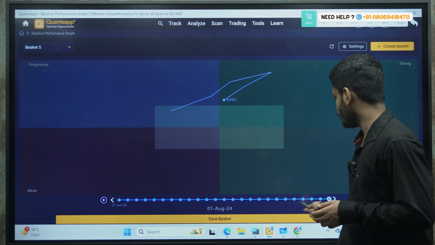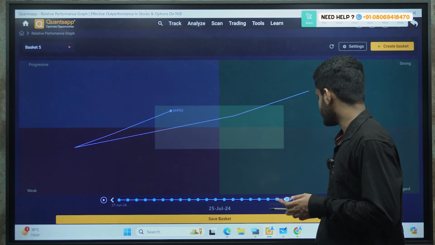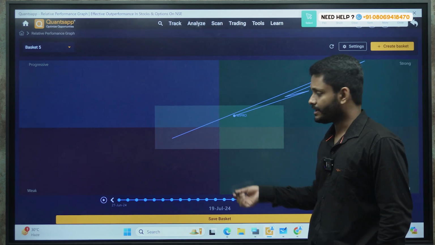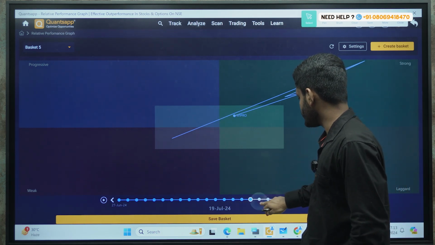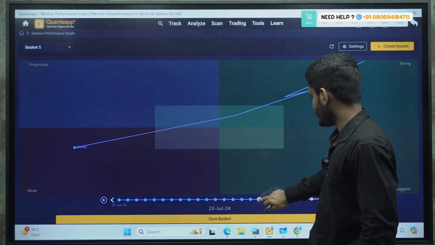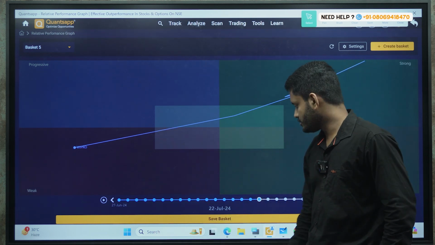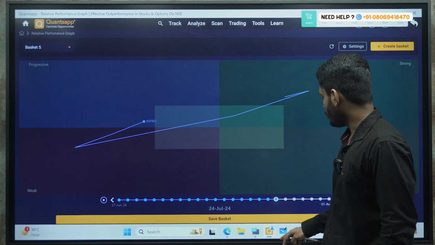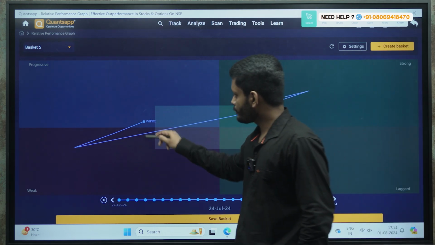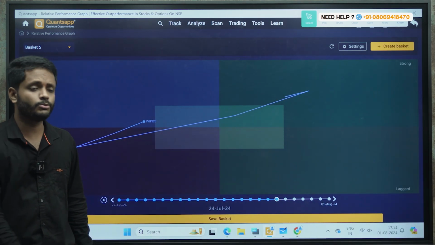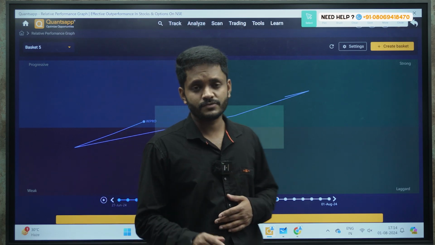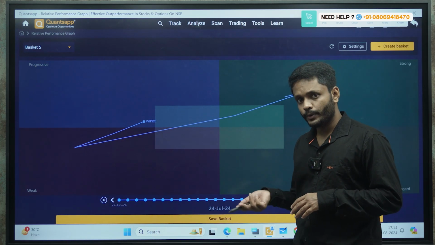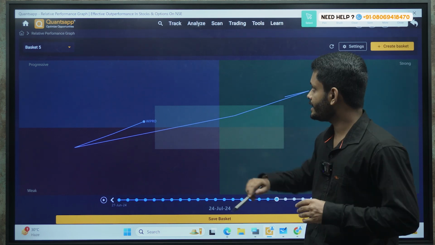Now this is the date. Let me scroll this. It will show you on which date the stock was placed in which quadrant. Now see, on 22nd July Wipro was in the weak zone. On 23rd July again Wipro is in the weak zone. On 24th of July Wipro came to the progressive zone. So what the rule book says, when the stock goes to the progressive zone, on 24th July the stock went to progressive, I will take a trade on 25th provided the 24th day high is broken.